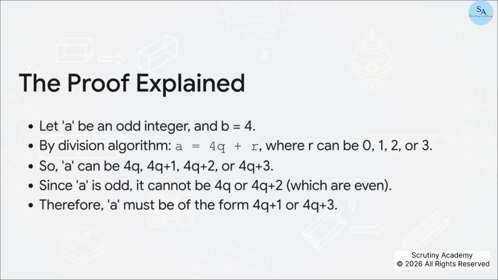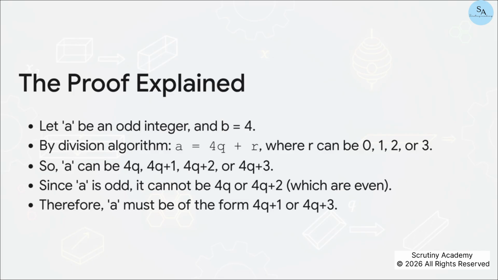So according to our rule, a has to look like one of 4 possible forms: 4q plus 0, 4q plus 1, 4q plus 2, or 4q plus 3. Those are the only options. But the question specifies that a has to be odd. So let's check our options.